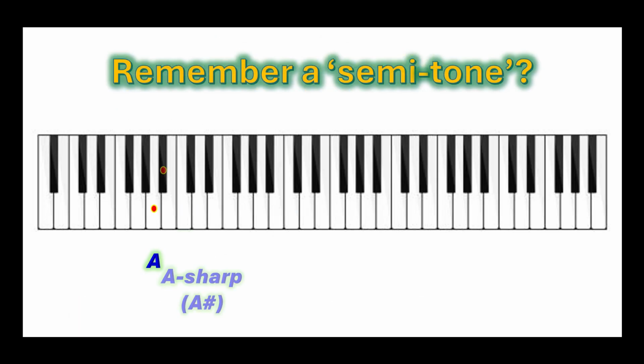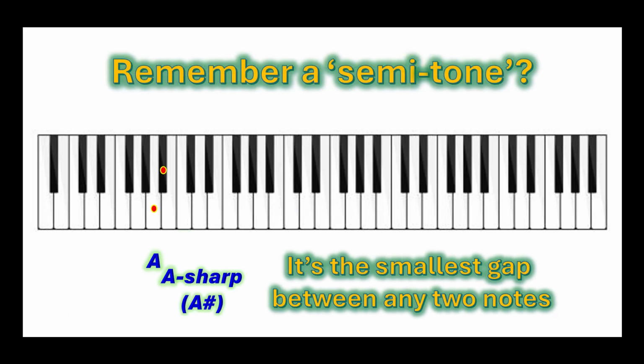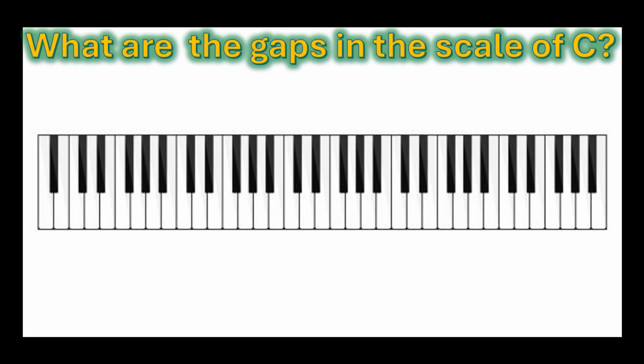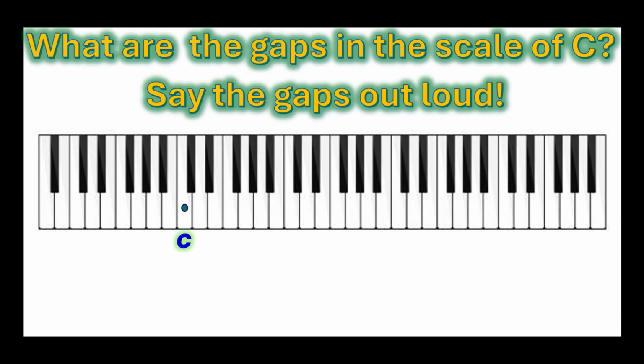So a semitone is the gap from a white note to the black note next to it, or the gap from a white note to the white note next to it if there's no black note in between. So from E to F is a semitone, from B to C is a semitone. So here's a challenge. Can you say what all the gaps are in the scale of C? The gap from C to D, the gap from D to E, and so on. Are they tones or semitones? Just have a look at a keyboard or pause the podcast and see if you can name them all.